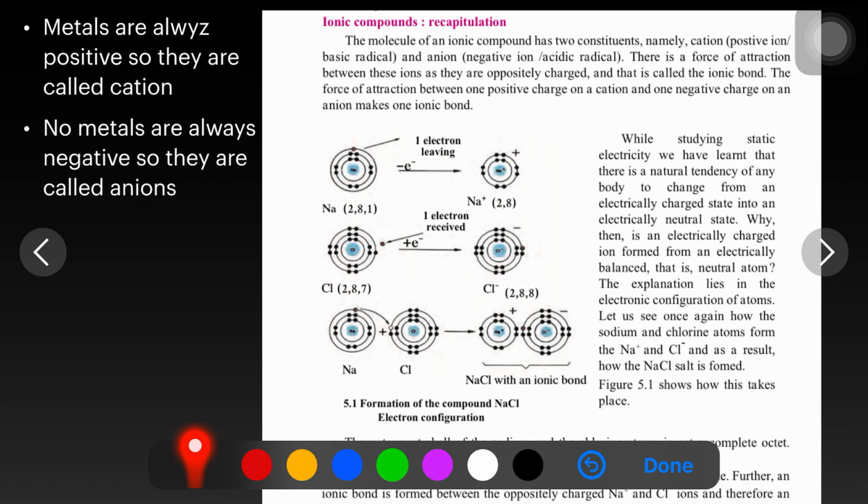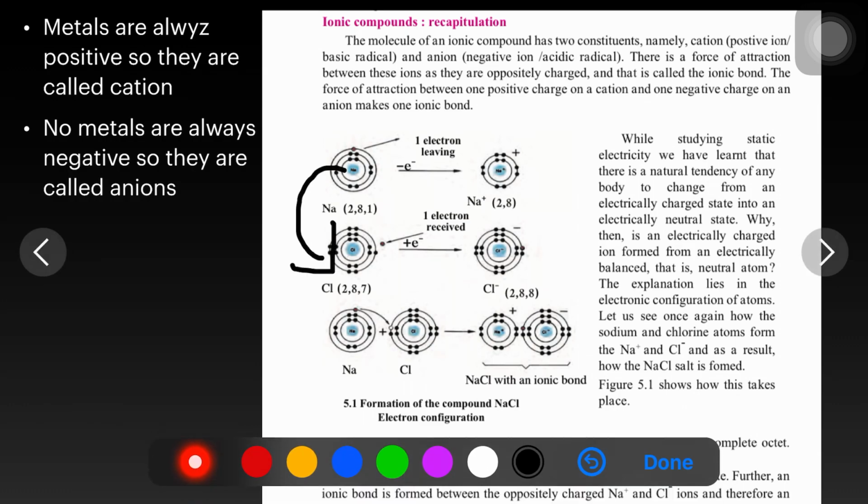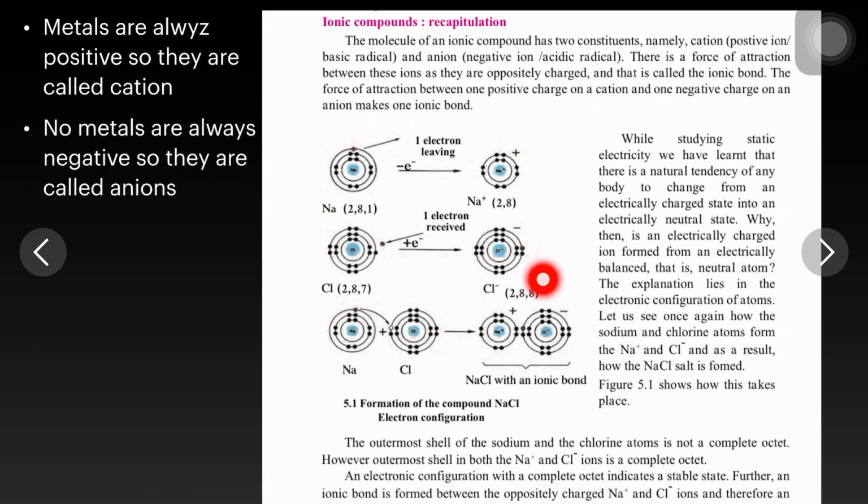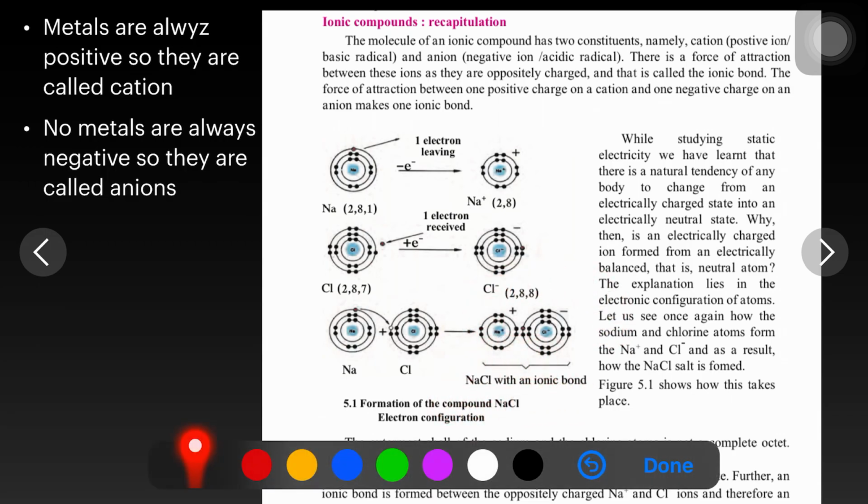Okay, so sodium will give one electron to chlorine to complete its octet. Chlorine will also get complete, and sodium will also get a complete octet. So there's a sharing. As you can see, sodium gives one electron to chlorine. Now both the elements are completely filled. Okay, so sodium chloride is formed with an ionic bond, as you can see in your textbook.